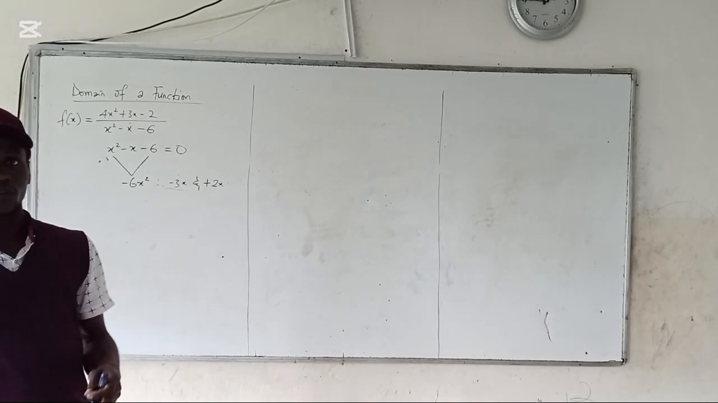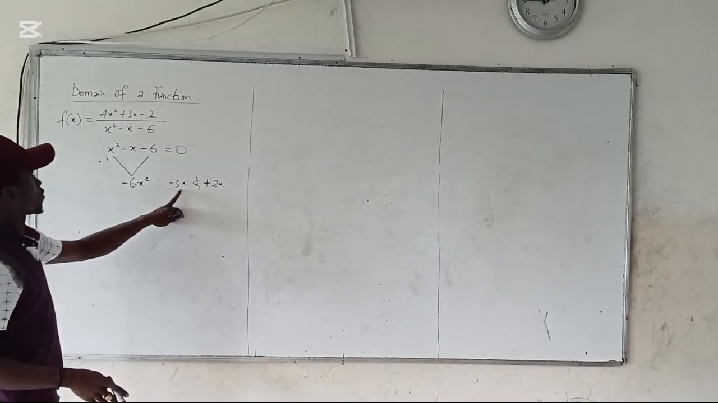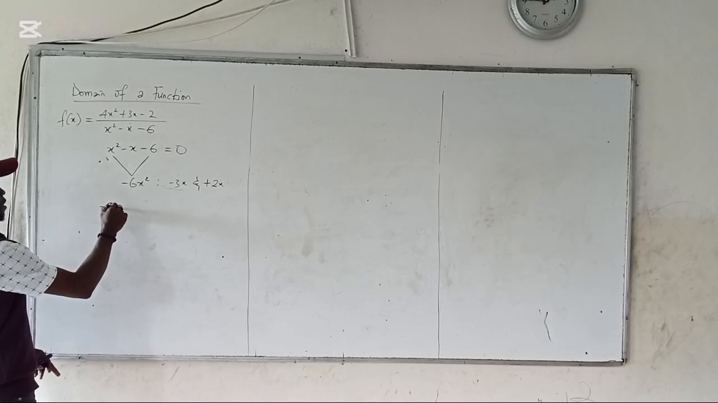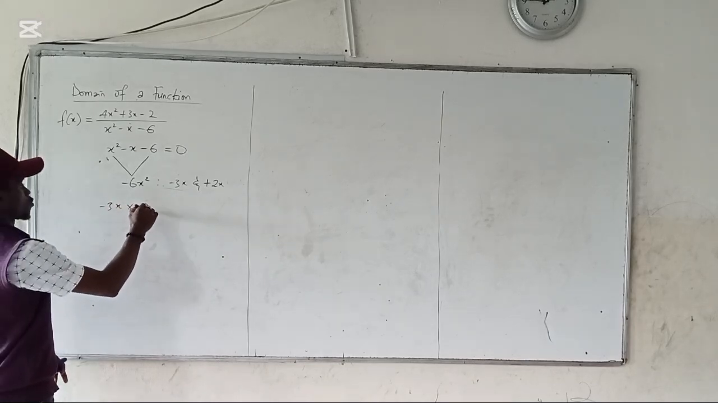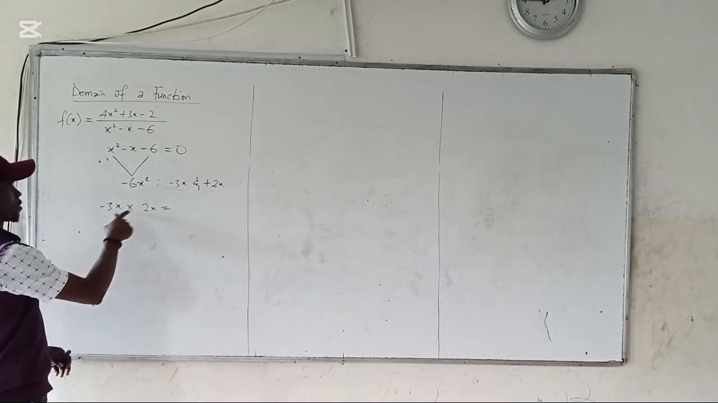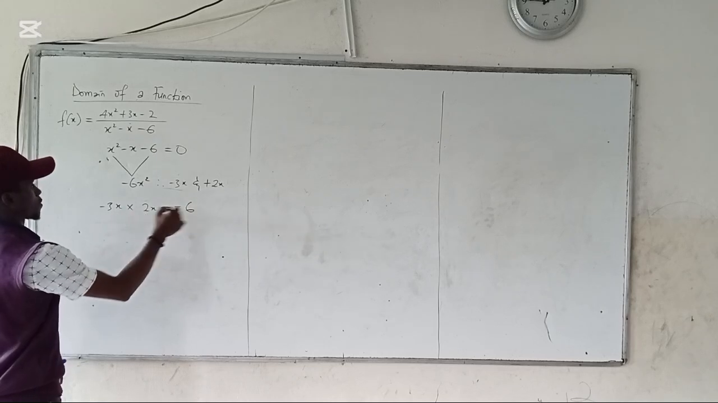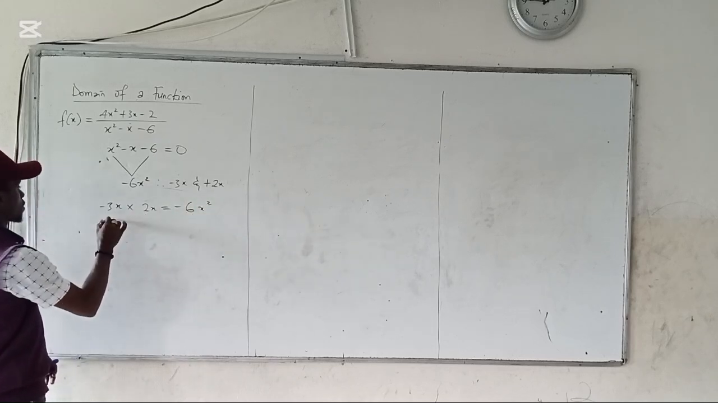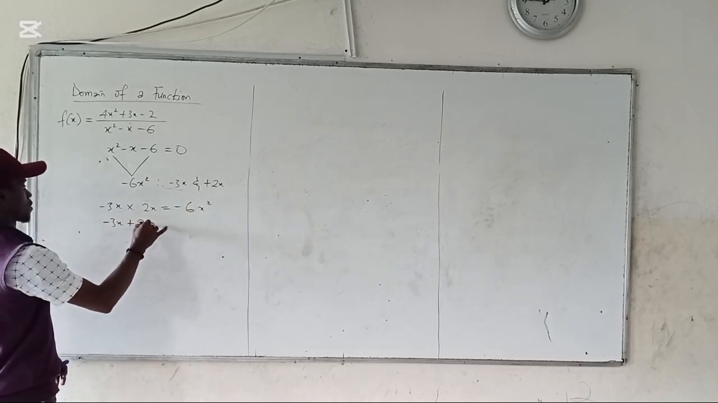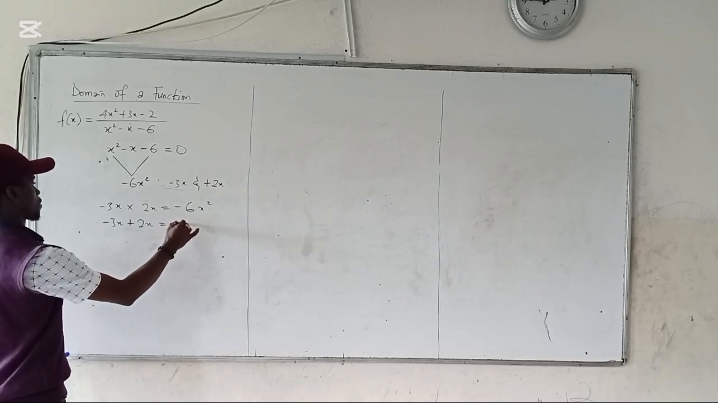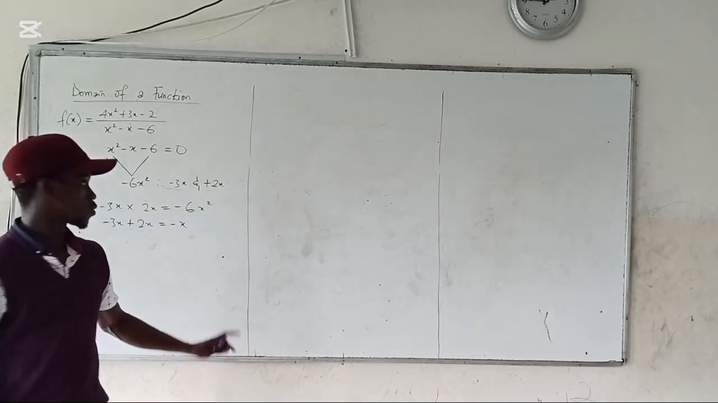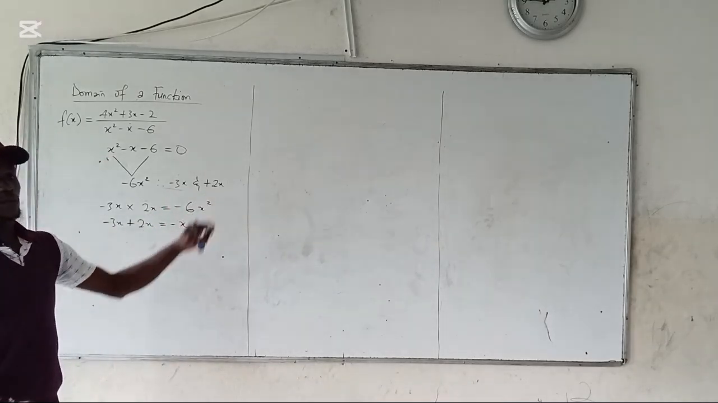So if you combine the two of them, if you multiply, look at this, minus 3x times 2x, what will you get? Minus 3 times 2, that's minus 6. x times x is what? x squared. If you add minus 3x plus 2x, what do we get? This will give us what? Minus x. So these are the two factors that we need.